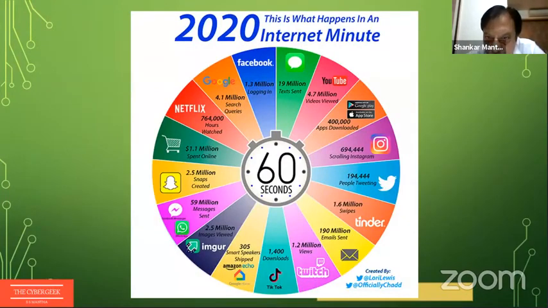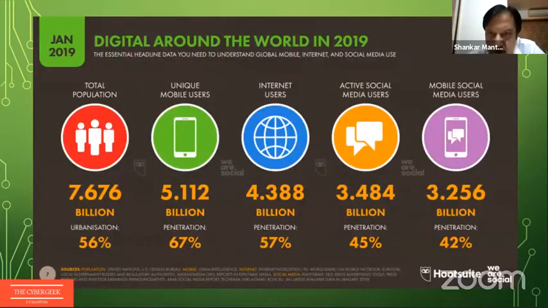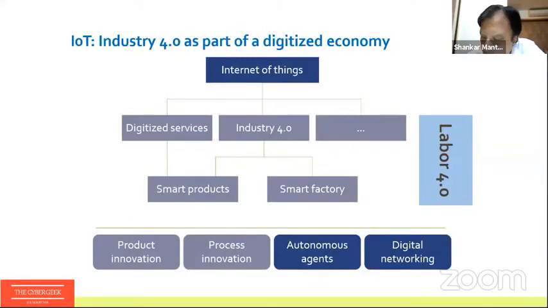What all we do, almost 2 lakh people are tweeting every single minute, every internet minute. $1.1 million spent online and so on. So this is a digital around the world in 2019. You had the total population, and the urbanization is 56% of that. However, the active social media users are 45% of that, and so on. So these are some pointers to what actually will happen in future.